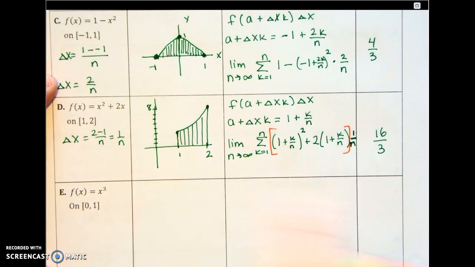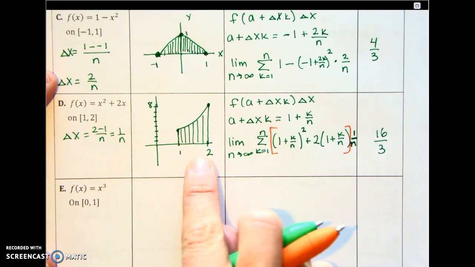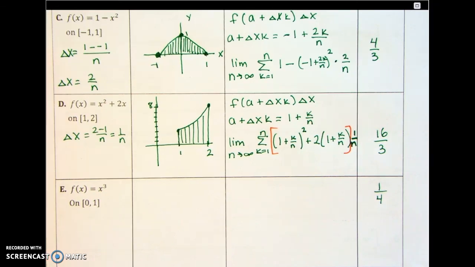And then I really want you to try E on your own. Are you getting the motions? How do you go from where to where? And I want you to try and get 1/4.